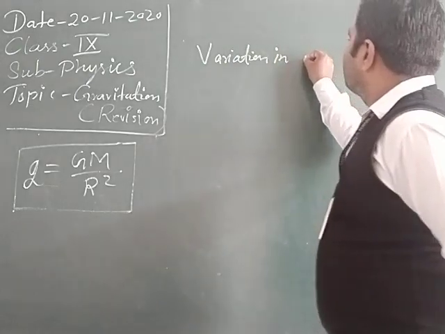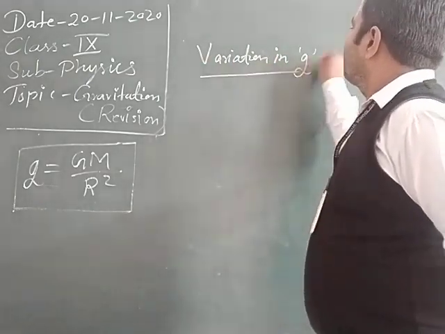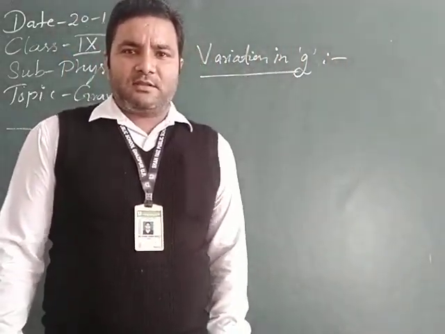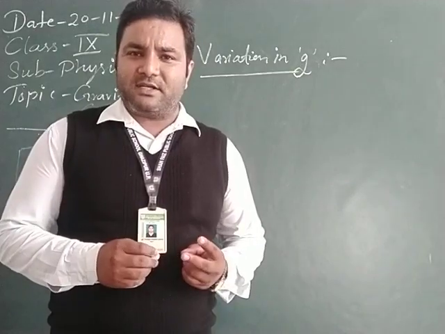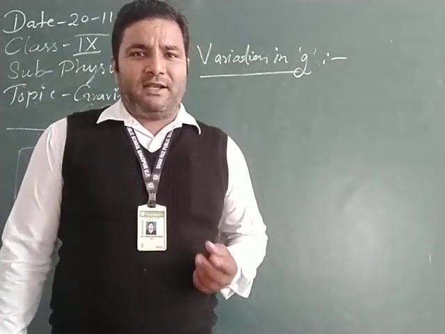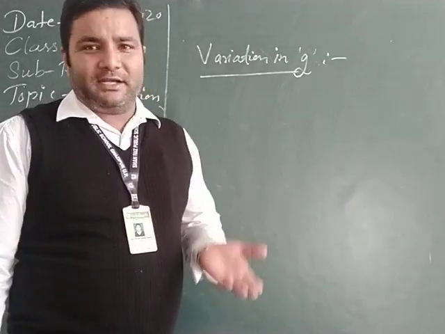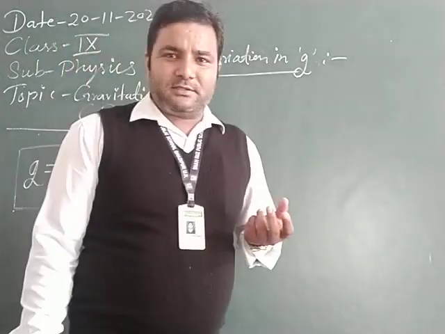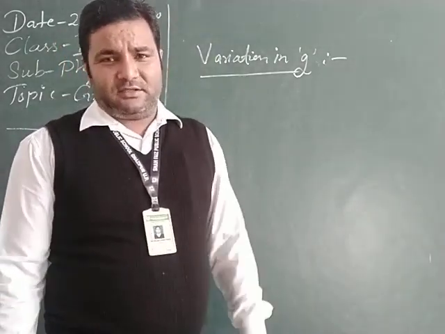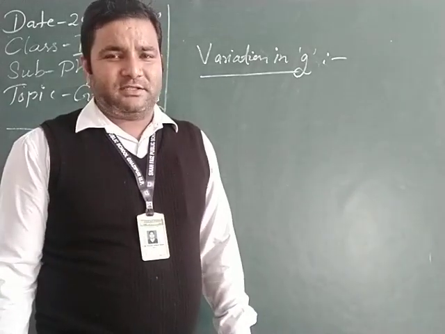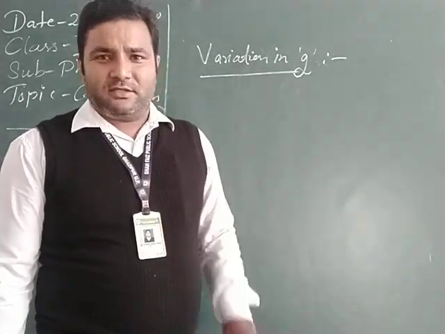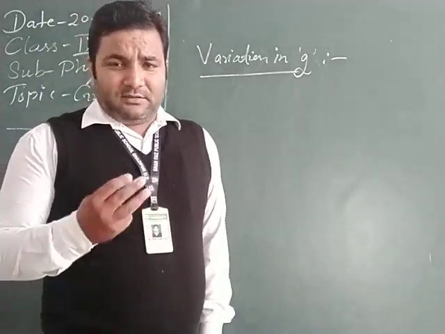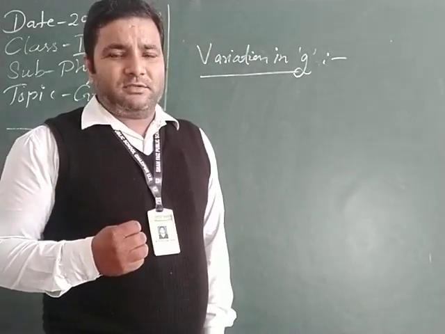Then variation in g. There are many types. Number one, the shape of Earth, and number two, the effect of altitude, that is the height above the Earth's surface. Number three, the effect of depth, when the body goes under the Earth's surface, how the gravity changes. And one more, the effect of rotation of Earth, which is not given in the class 9 syllabus, but in class 9 you have to learn about three concepts.